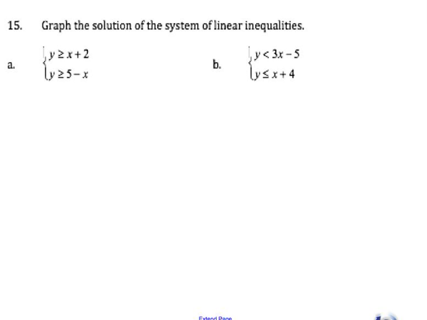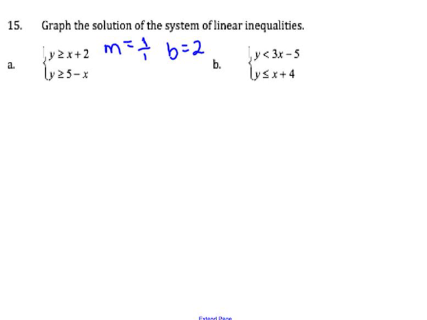Okay, on 15A, I am graphing a system of linear inequalities, and the first thing I want to do is look at what I need to know to actually graph those lines. And of course, what I need to graph a line is the slope and the y-intercept, and fortunately for us, these are already in slope-intercept form, so my slope for this first one is 1, and I'm going to put it over 1 since we're using this for graphing, and my y-intercept, which we call b, is 2.